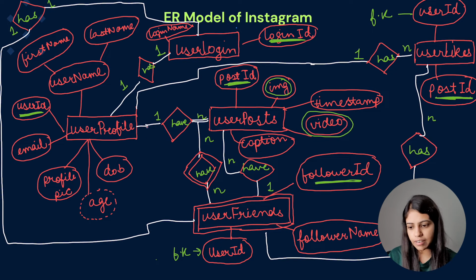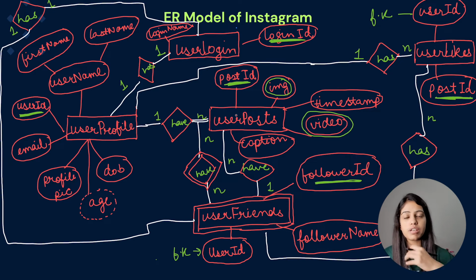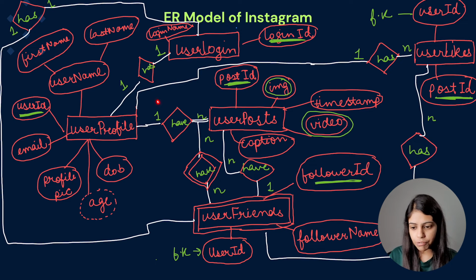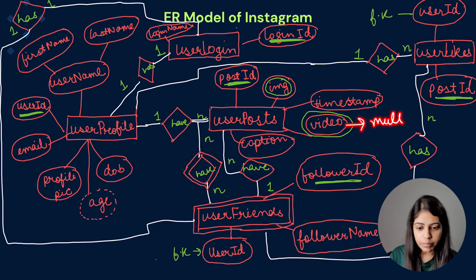Now coming to the second relation, user profile has user post. One user can have multiple posts, right? So there is a 1-to-n relationship between them. In the user post here you can see some attributes such as post ID, image, timestamp, video and caption. Caption here is working as a single valued attribute. Video here is right now a multi-valued attribute.